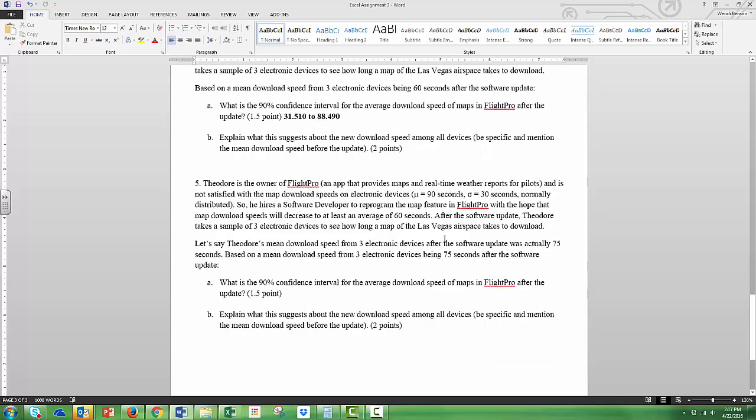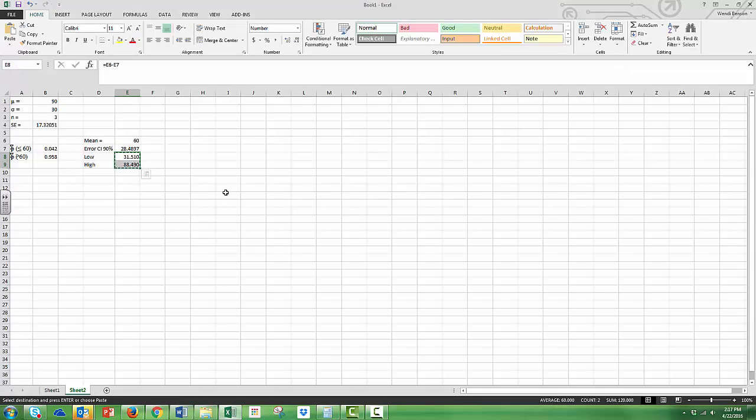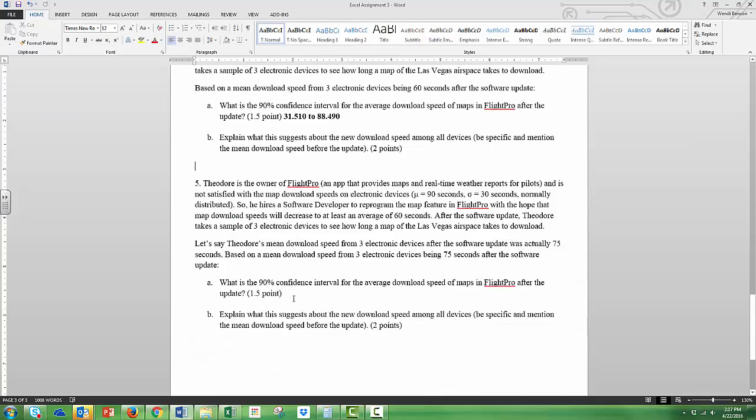So now I want you to take a stab at number 5 on your own using what I just showed you. And just to show you, you're going to be doing a 90% confidence interval again, so alpha is still 0.10, but now you're working with a situation where the mean is equal to 75. So let's say that Theodore took a sample mean from 3 devices, and now it's 75 seconds. So now you need to find a new confidence interval using 75 as a frame of reference, and then if that was the case, what would that suggest about the new download speed among all devices?